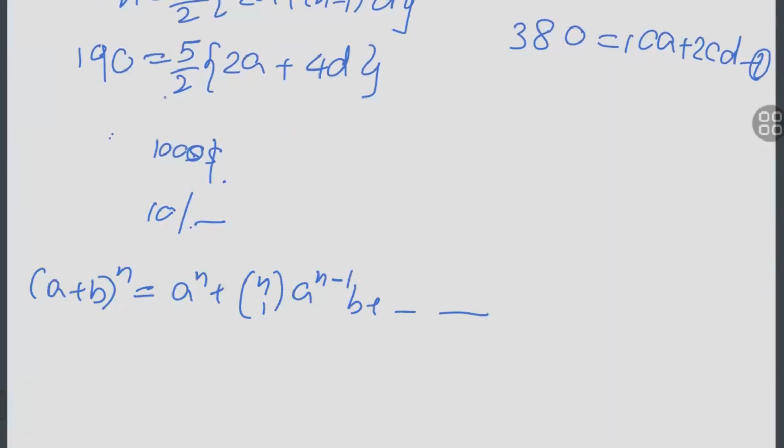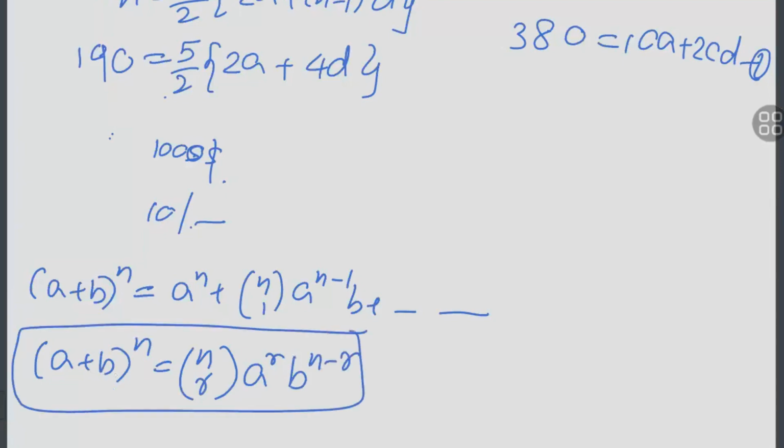If you need to find one specific term only, you can apply nCr, a to the power r, b to the power n minus r. But this is not given in the formula sheet. If you don't remember it, don't apply it. Only this one is given. Then write only the required term using this equation. Otherwise, use the normal equation, right?